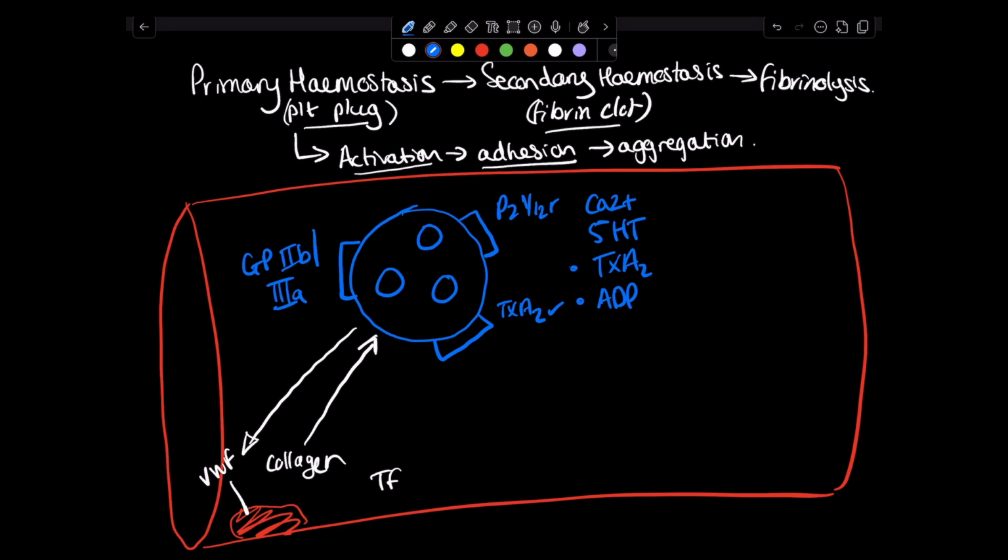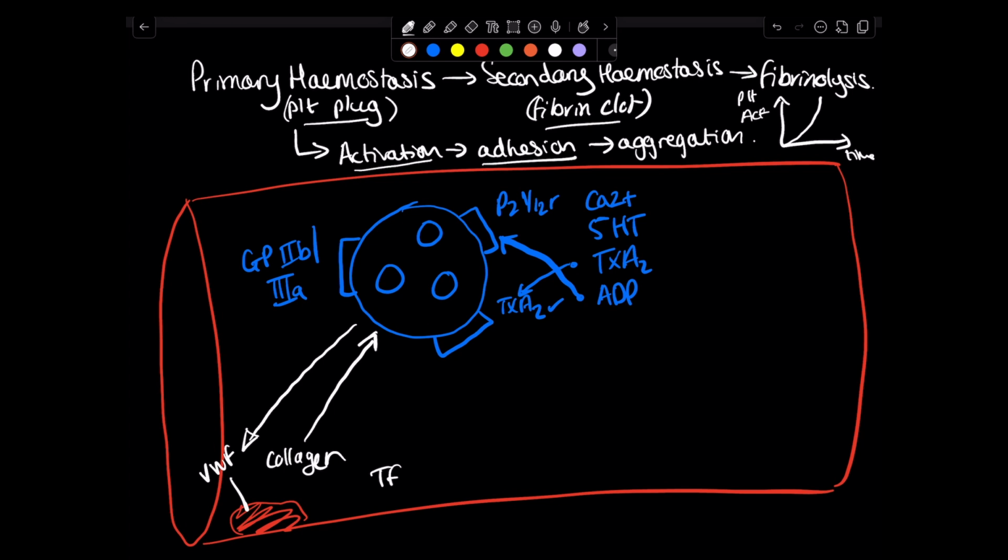Thromboxane A2 and ADP are both involved in the aggregation of platelets. So thromboxane A2 acts on the thromboxane A2 receptor, and the ADP acts on the P2Y12 receptor. And by doing so, they cause more and more platelets to become activated. And you can imagine that this reaction that occurs is almost exponential, where platelets activated over time leads to an exponential reaction of platelets being activated.